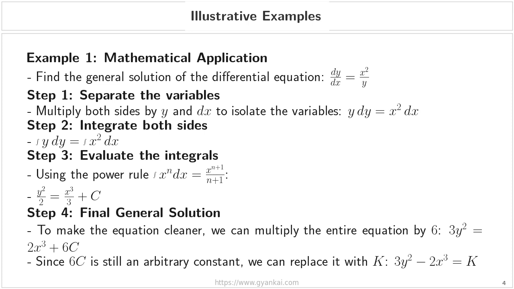Now, here is a professional tip. Since 6 times c is still just an arbitrary constant, we can simplify our notation by replacing 6c with a new constant, which we'll call k. This leaves us with a much cleaner implicit solution: 3y squared minus 2x cubed equals k. This concludes our first example. In the next slide, we will see how this exact same logic applies to a real-world scenario involving continuous growth.